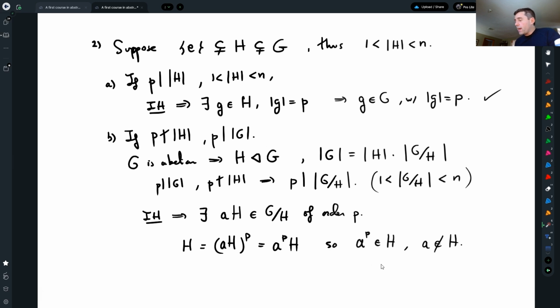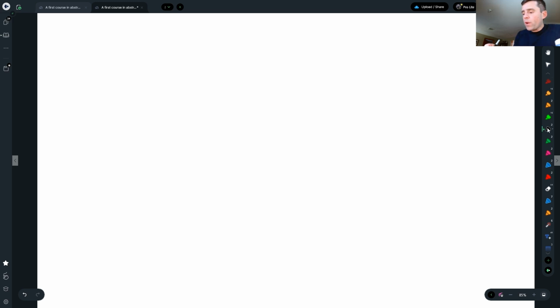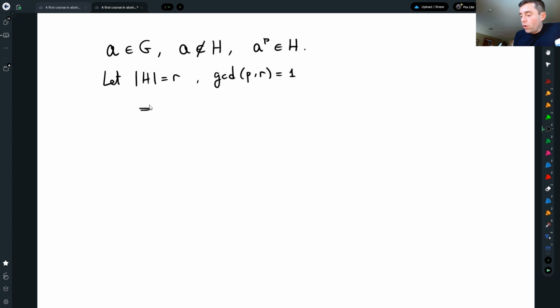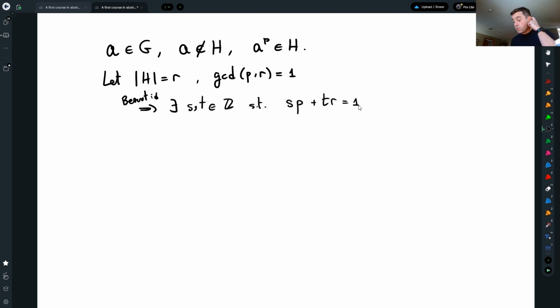And now what I claim is that I'm going to be able to construct an element of order P out of this as follows. So now we have found an element A in G such that A is not in H, the non-trivial subgroup of G, but A to the P is in H. Let the size of H be R, and remember that P does not divide R, so P and R are relatively prime. Therefore, by what we call the Bezout identity, there are some integers, I'm going to call them S and T, such that SP plus TR is 1. That's a linear combination that gives me 1.